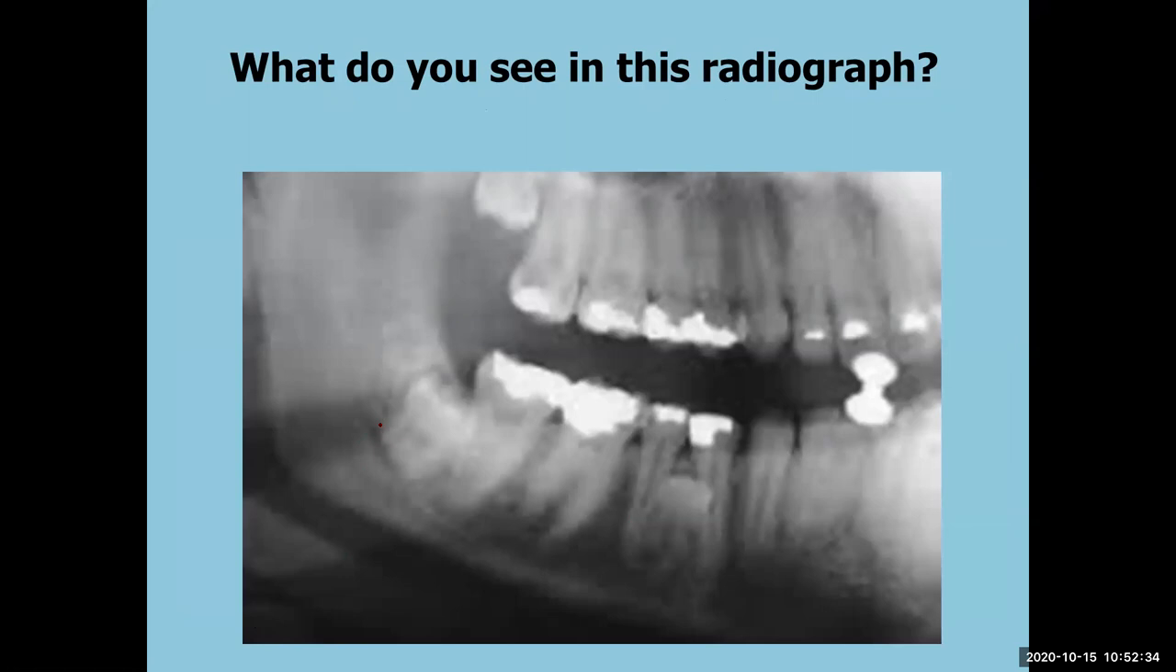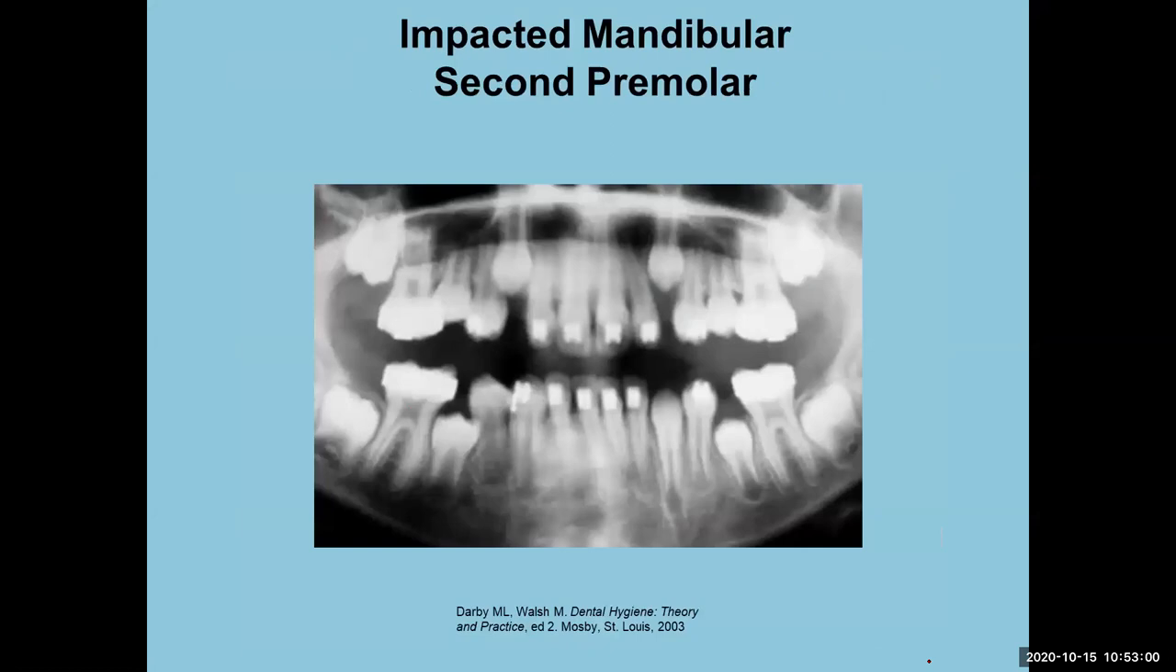What's the first thing you see? Are you looking at developing third molars? Tongue rod? What's that? Don't know. Supernumerary tooth, maybe? This is why spacing is so important. If children lose teeth too early, there's that mesial drift phenomenon, and sometimes the teeth aren't going to have enough space to come in. So this can be an impacted premolar.